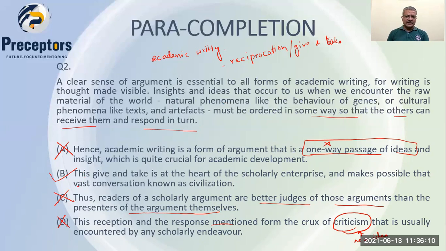And B is justified because in the last line we are saying we should be writing in such a manner that people can make sense of what we are trying to say and respond in return. So this give and take is at the heart of the scholarly enterprise and makes conversation possible, which is known as civilization. I hope you understood how to solve these questions. Pretty straightforward if you get it. And remember, elimination is always better than selection. All right. So eliminate the options. You will get far better accuracy in terms of getting your results right.